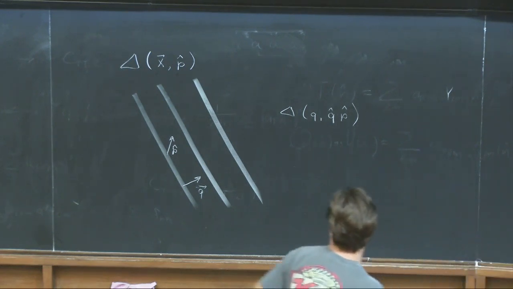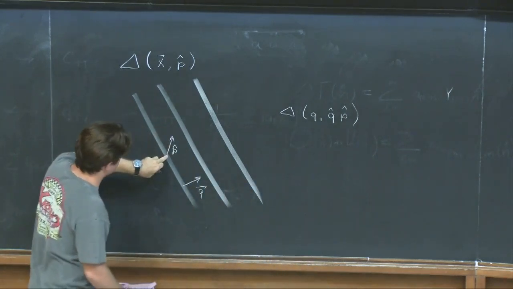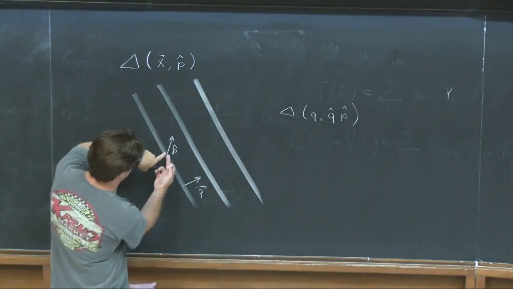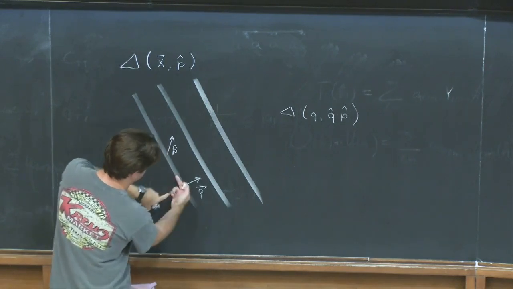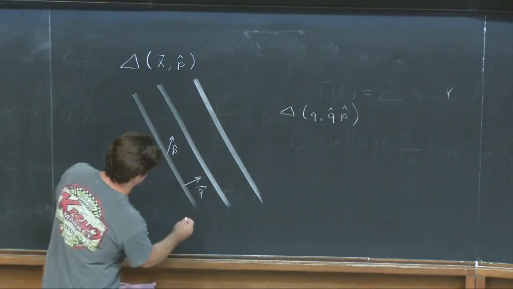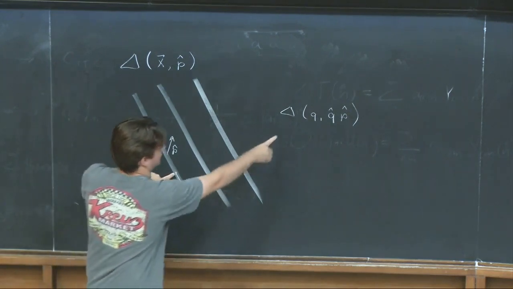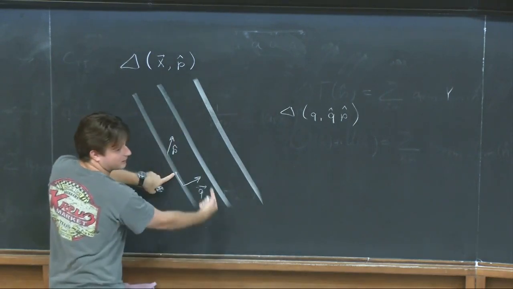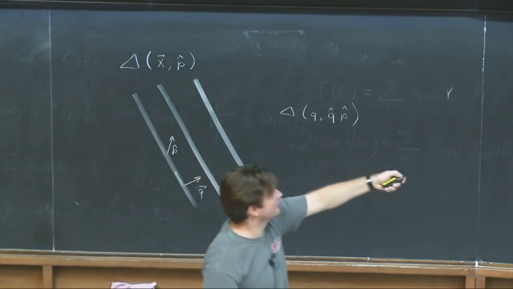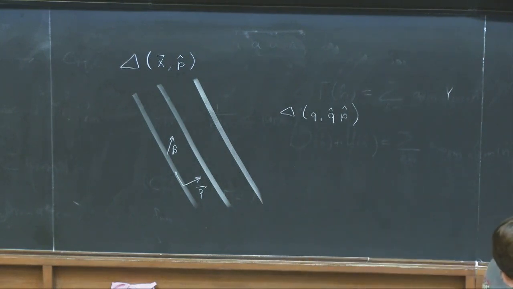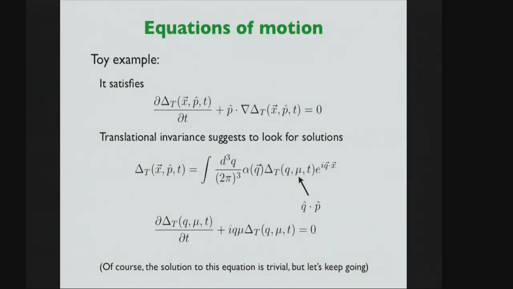So if you look at this, the particles move in the p hat direction. If you have p hat perpendicular to q, so the particles move in this direction, then obviously this quantity doesn't evolve at all. They're all just moving along the wave crests. And this is what you're seeing here. When they're orthogonal, the mu, which I called q hat dot p hat, is just zero, and this quantity just doesn't evolve.